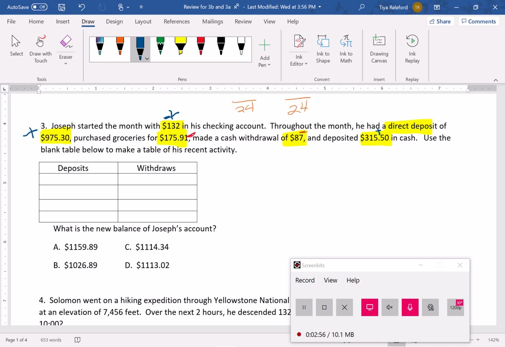Make sure that 132 has the decimal there and 87 has the decimal in the back. That way when you line up your numbers, the decimals need to line up.